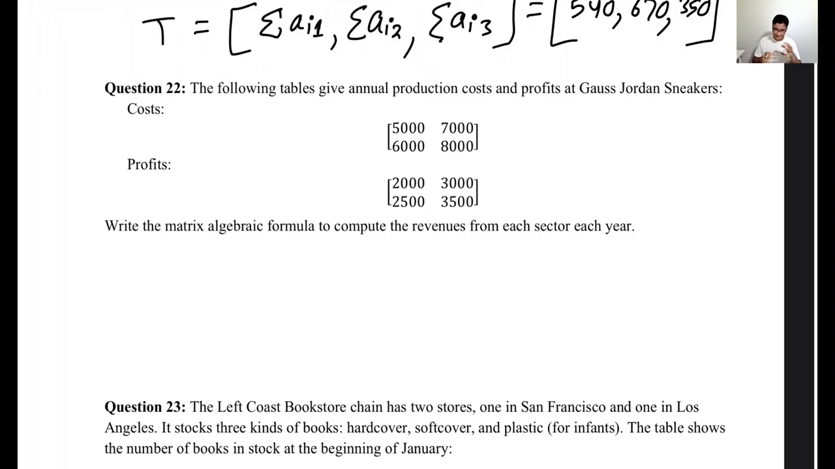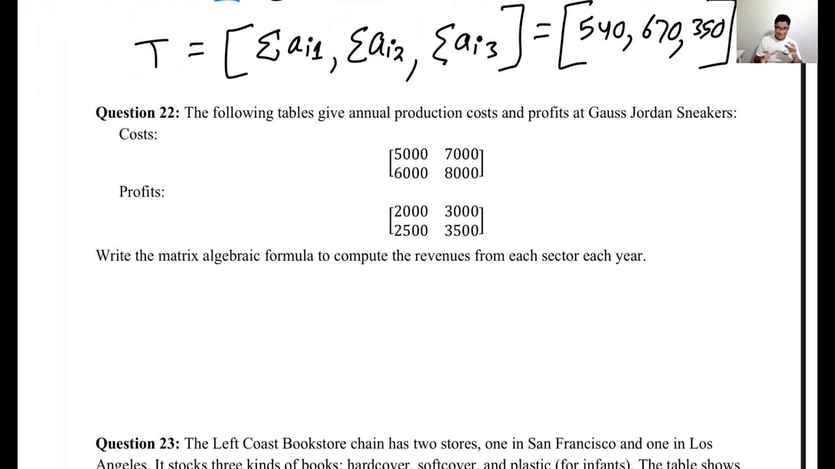The next question, a very interesting word problem again. Okay, production costs and profits at Gauss Jordan sneakers. Okay, that is a fun name.